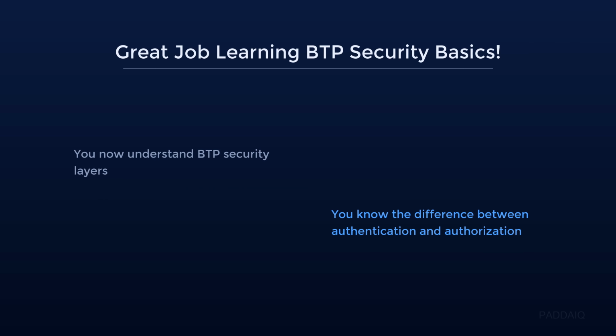You know the difference between authentication and authorization. Authentication is verifying who you are, like logging into your email. Authorization then determines what you can access, such as reading certain folders. For instance, after entering your office building, authentication, your keycard, authorization, only opens specific doors. Mastering this distinction is fundamental to applying BTP security effectively.